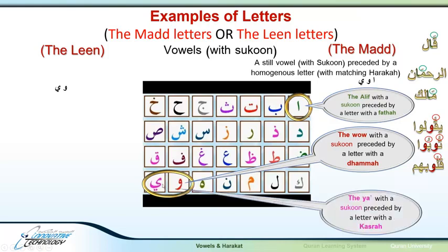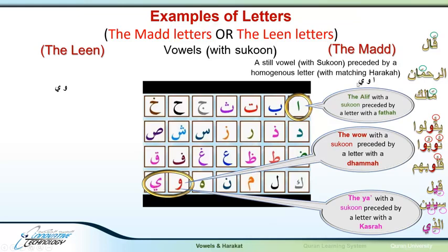Same thing applies for the ya, but it should be a kasra. So qeel, we can see that the ya here is a med because it's preceded by a qaf with a kasra. Sin, neen, both have kasra before the ya. Alladhi, dhal has a kasra before the ya. So we have realized that all the 3 vowels, the a, u, e, could be med letters, provided that it has a haraka that is matching it. Fatha before the alif, dhamma before the waw, kasra before the ya.